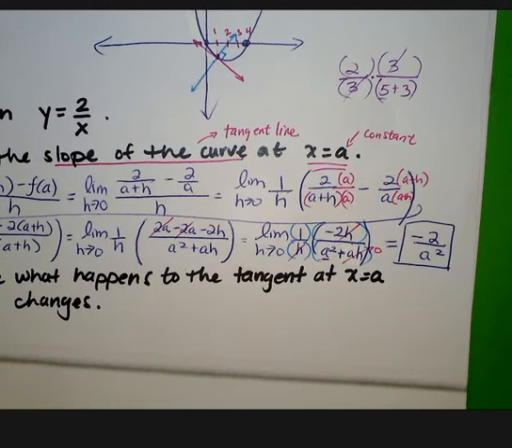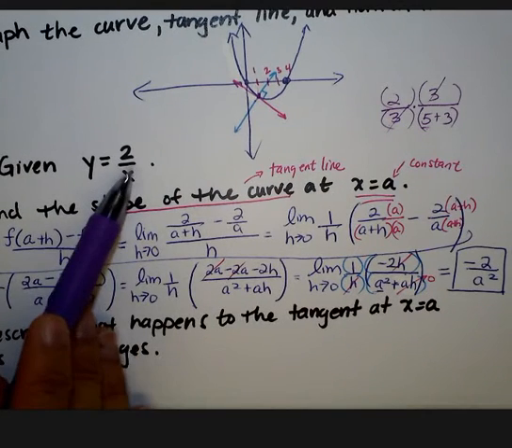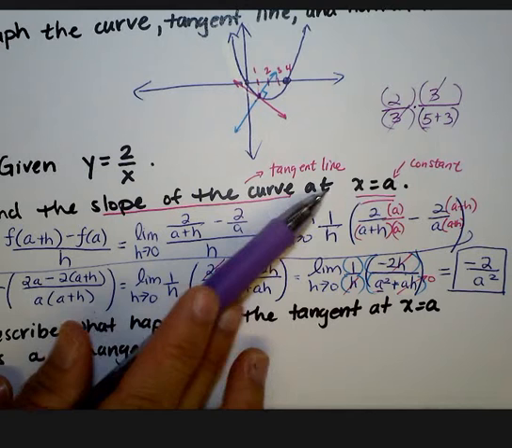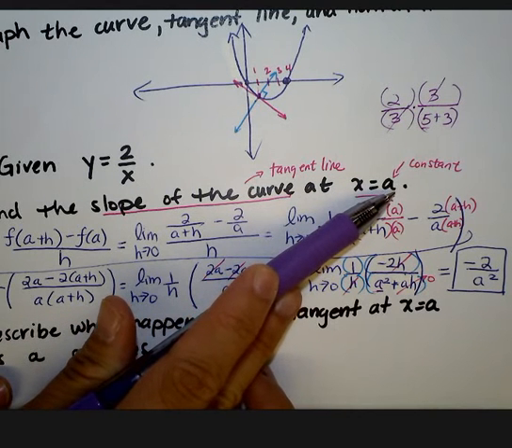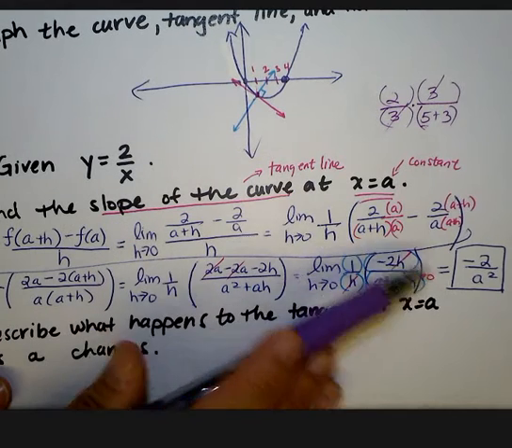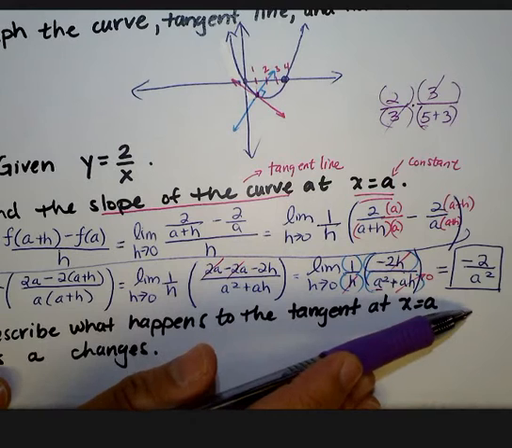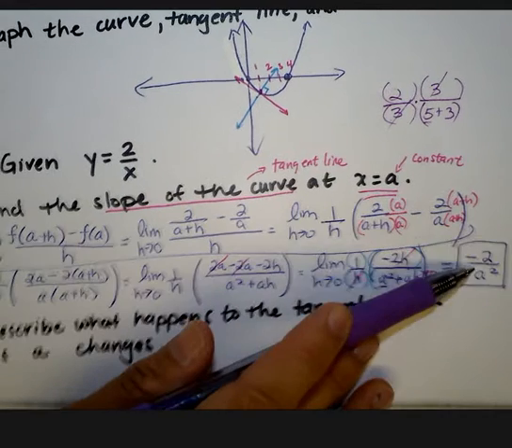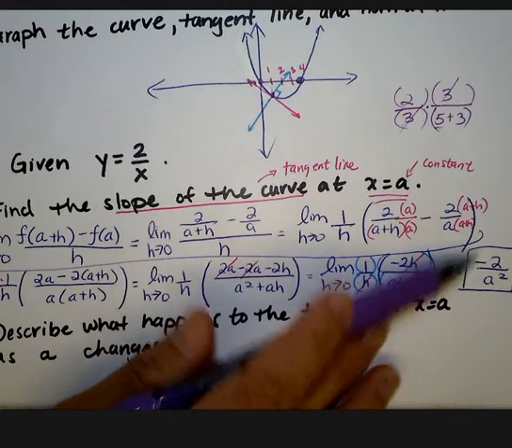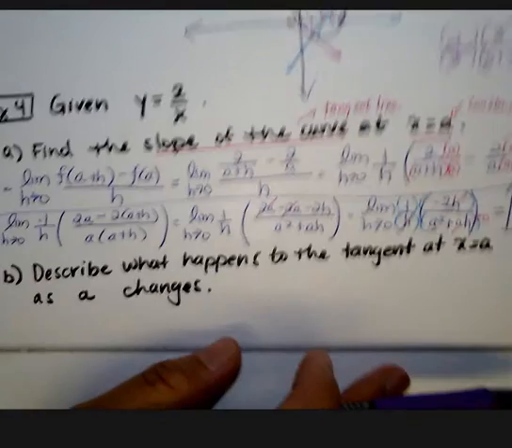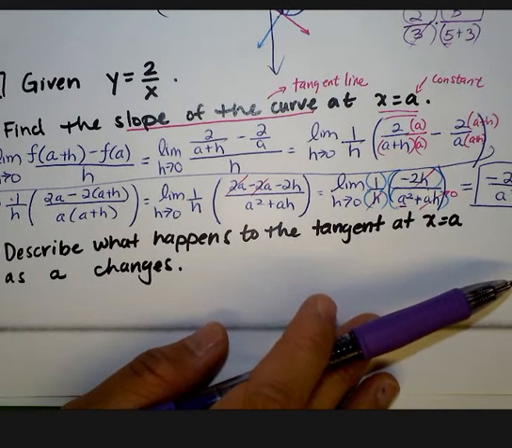Now let's think about what that actually means. If I have a graph of 2 over x, for any point that I pick for my x value, any a value, what's the slope of the curve going to be? Negative 2 over a squared. It doesn't matter what you put into a, what happens to this negative 2 over a squared? It's always going to be negative. So the slope of that graph is always going to be negative.